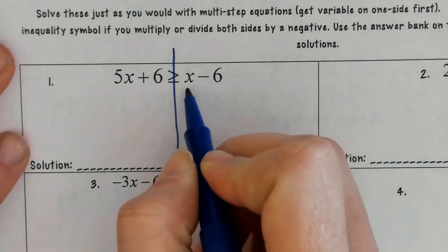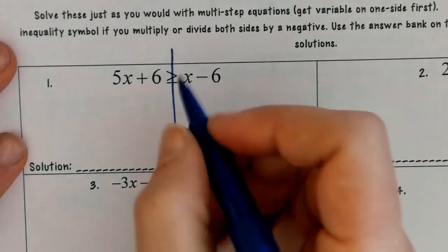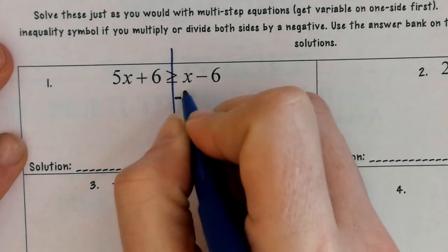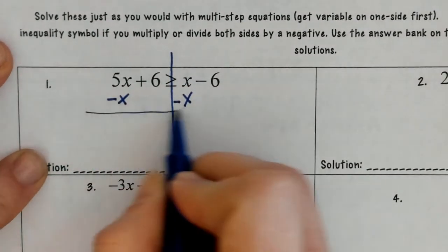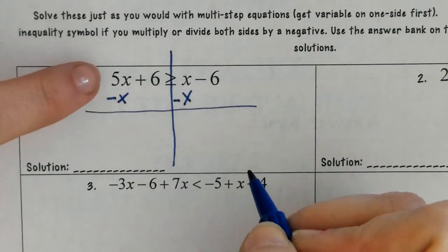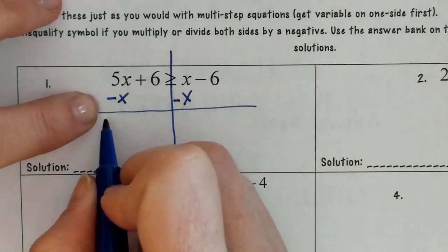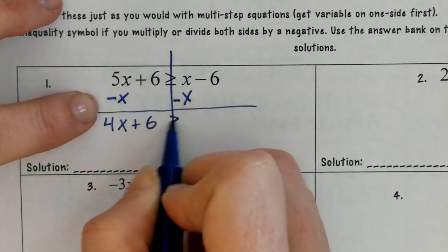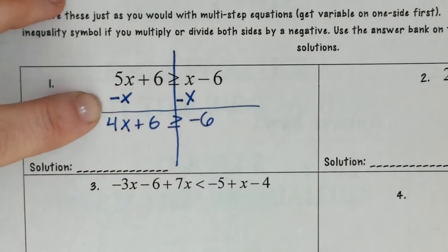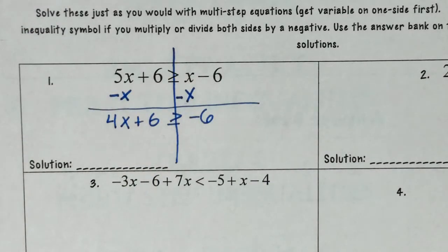So, you may subtract x, or you may subtract 5x. It doesn't matter. We usually subtract to keep the variable positive. So, subtract x from both sides. 5x minus 1x is 4x. And these x's went away. They made 0. 0 minus 6 is negative 6.